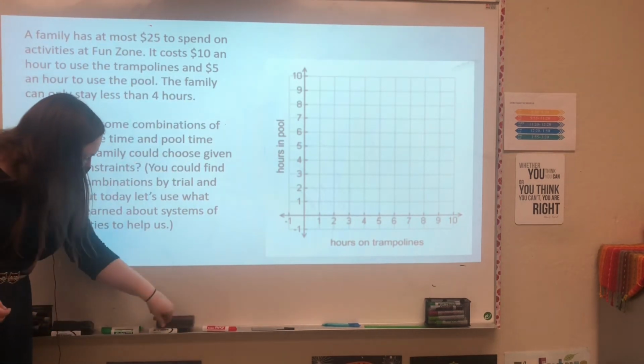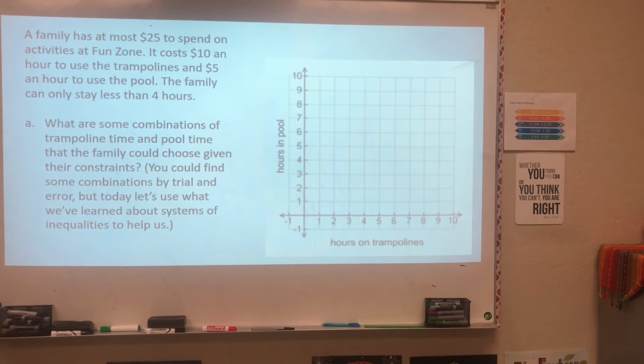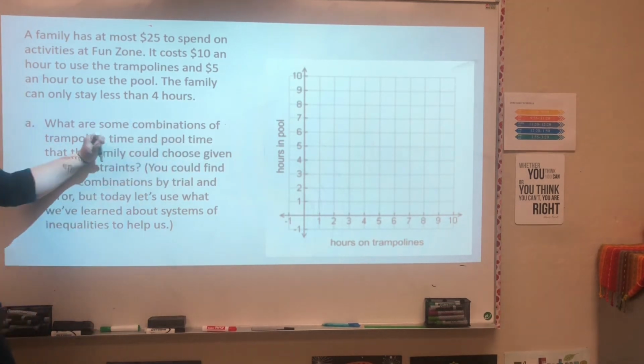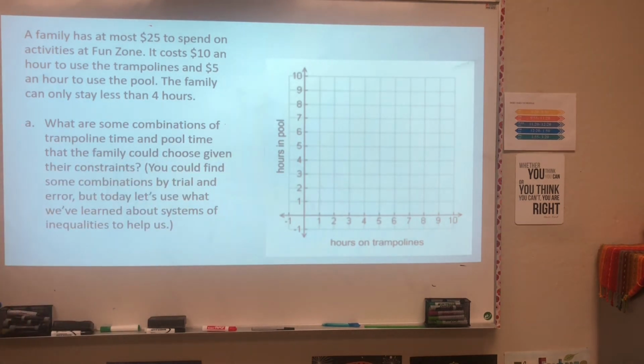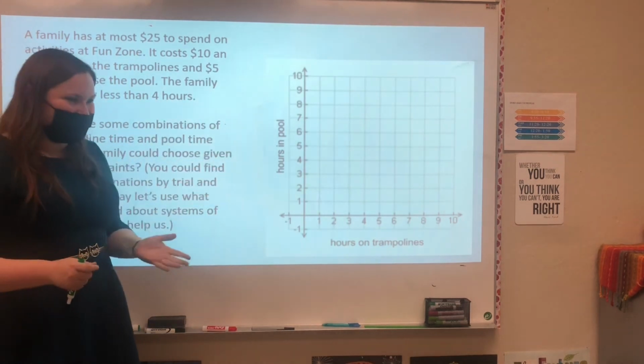All right. For this last one, a family has at most $25 to spend on activities at Fun Zone. It costs $10 an hour to use trampolines and $5 an hour to use the pool. The family can only stay less than 4 hours. The first question asks, what are some combinations of trampoline time and pool time that the family could choose given these constraints? You could do some trial and error, guess some numbers, see if they work, but let's utilize all these wonderful things you've learned today.